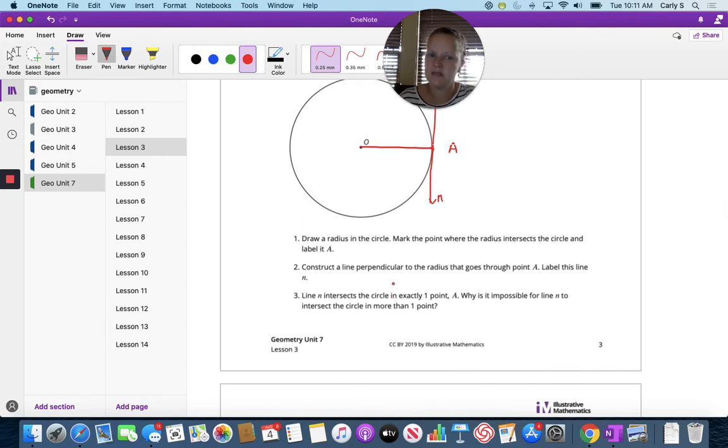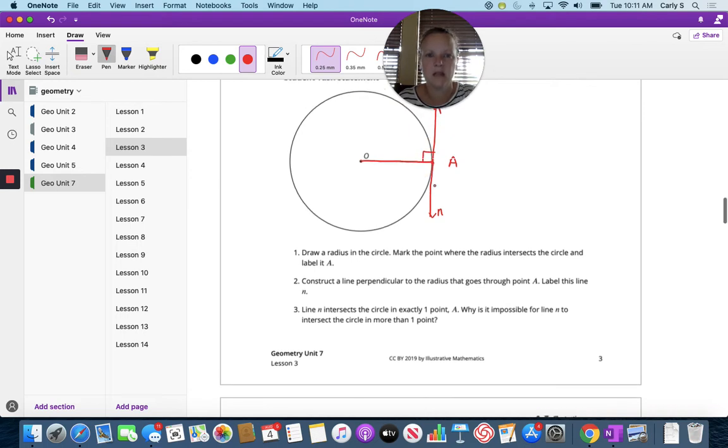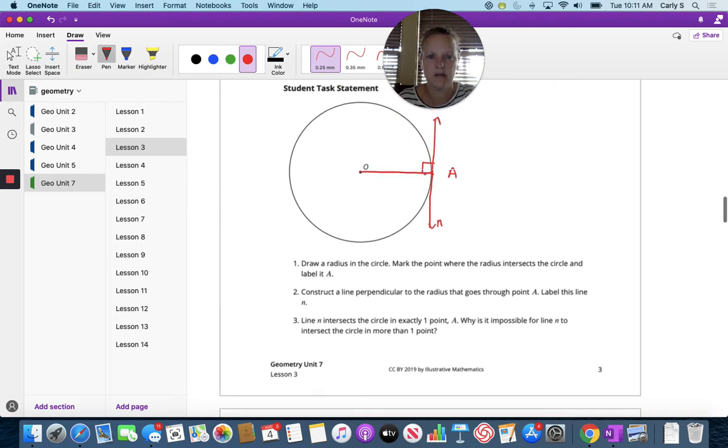Line N intersects the circle in exactly 1 point, A. Why is it impossible for line N to intersect the circle in more than 1 point? Because that's how we drew it. It is perpendicular because that's how we drew it. Line N is tangent to the circle at point A because that's how we drew it.